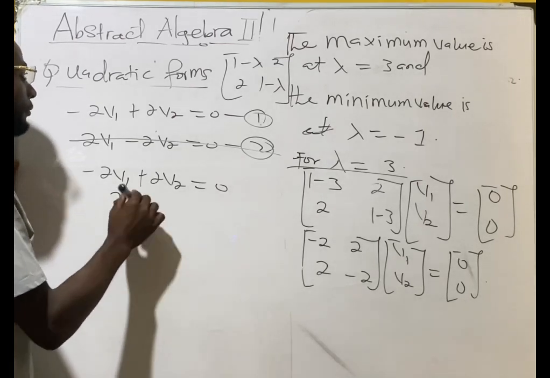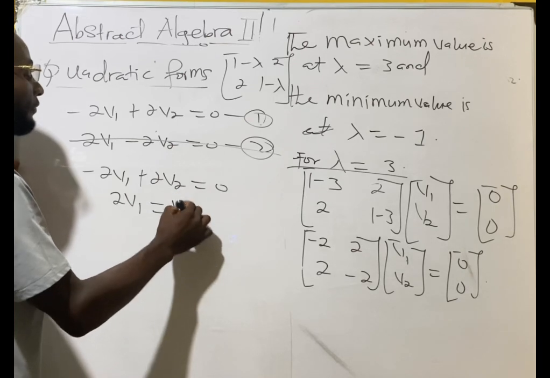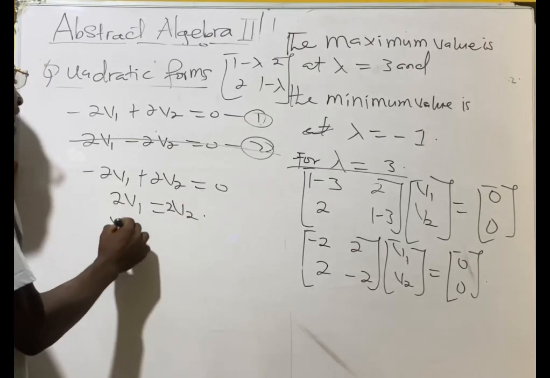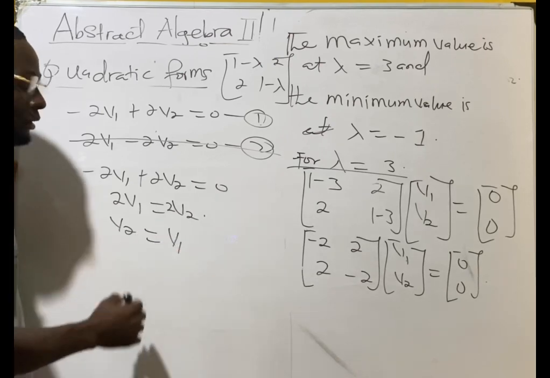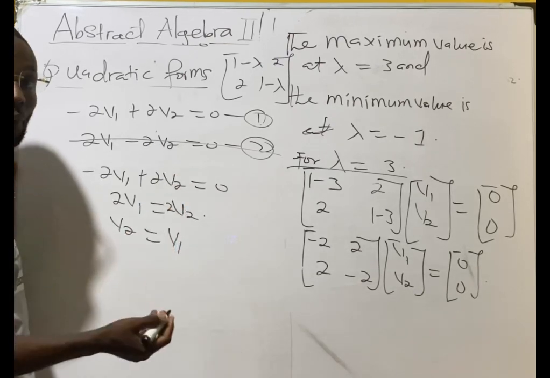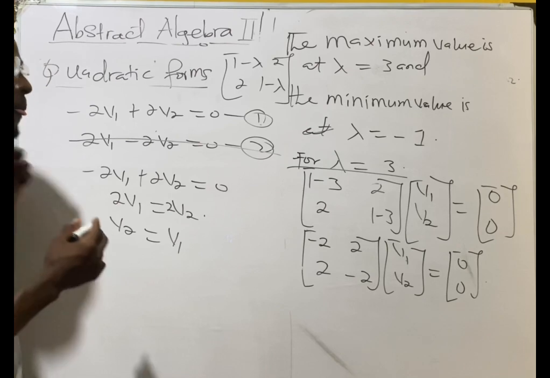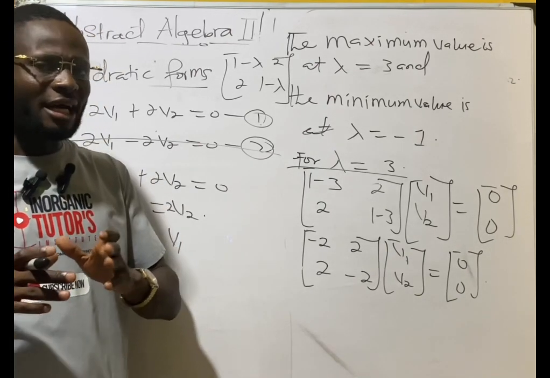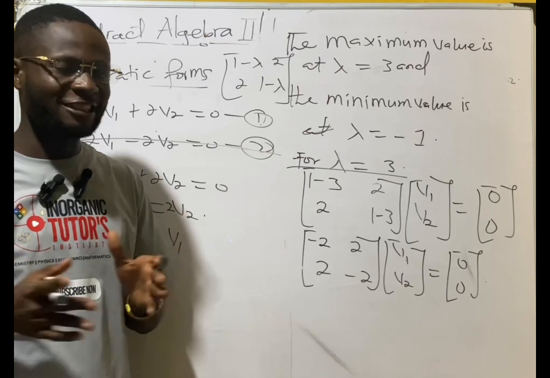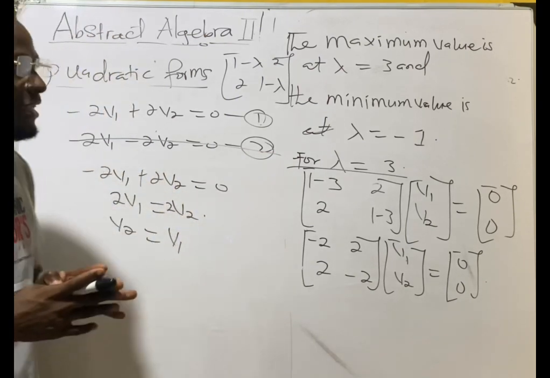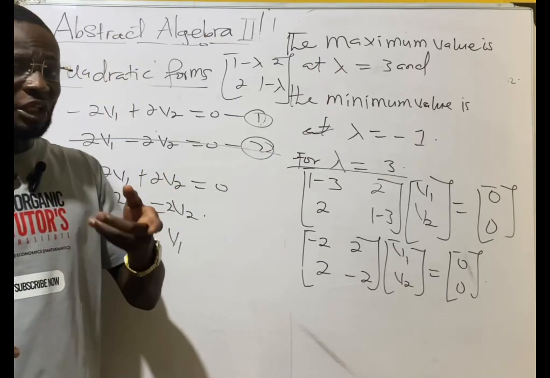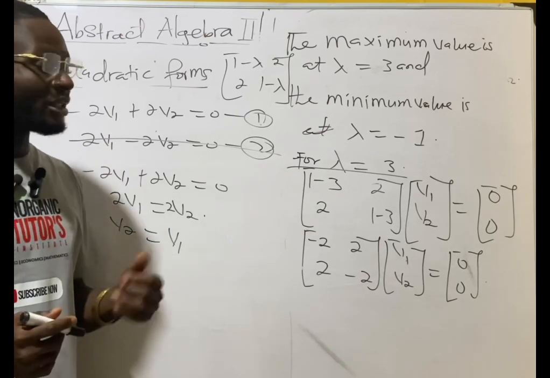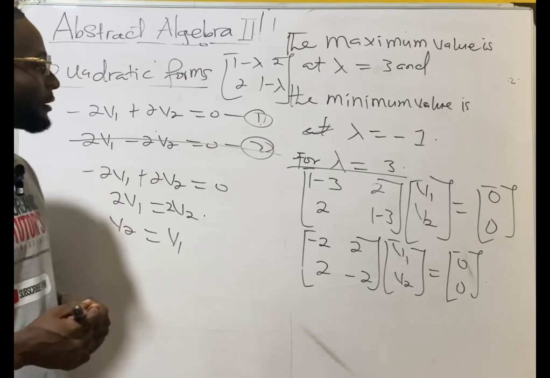2V1 equals what? V2. 2V2, right? So we have V2 equals what? V1. So we assume values, right? But we don't just assume any value, we assume a sensible value. In mathematics, the easiest value to work with is 1. So we normally use 1 if we are doing this kind of assumption, right?